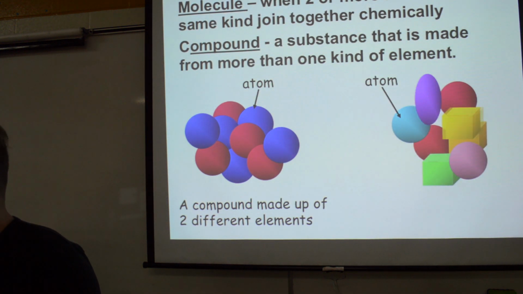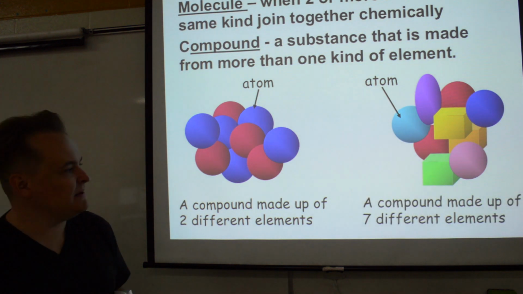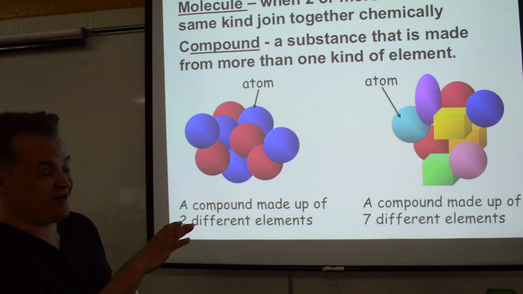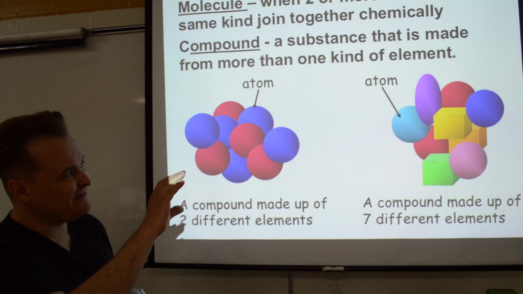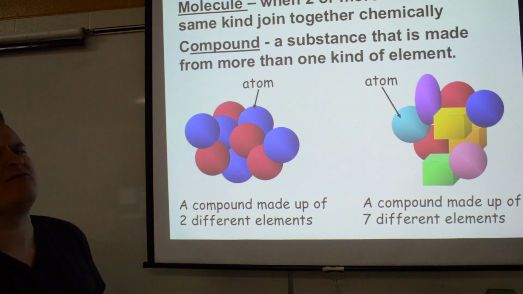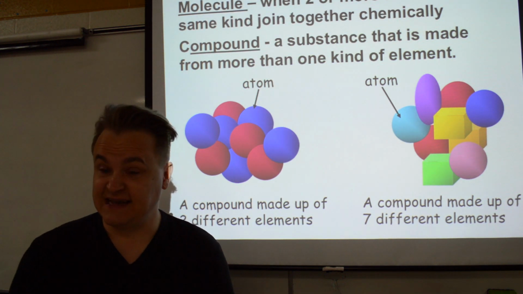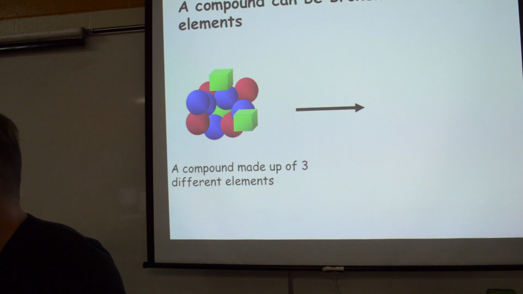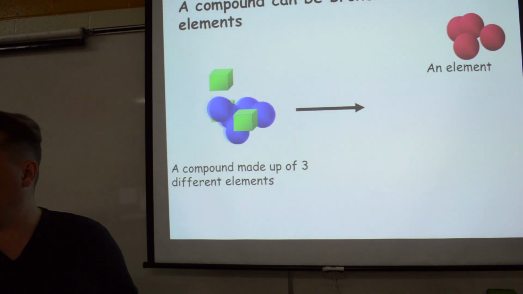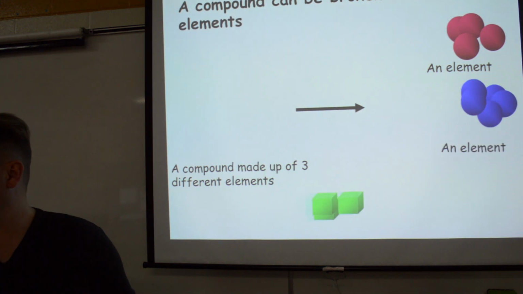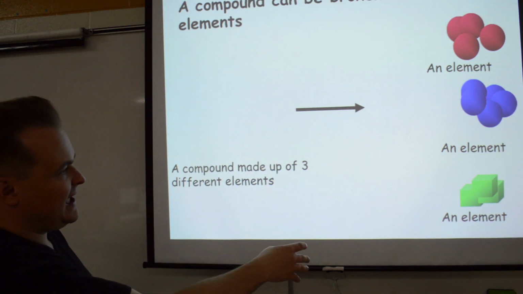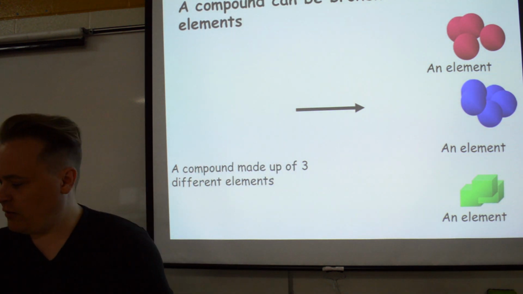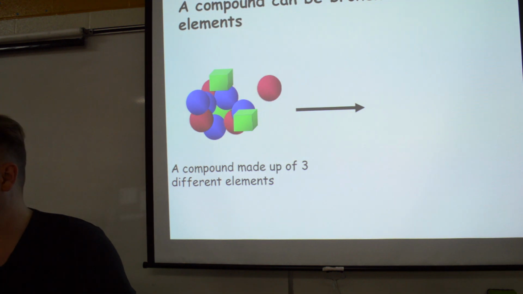Ooh, look at that compound. A compound made up of 7 different elements. Now that's a complex compound. That's pretty cool. But you can see all different kinds of atoms all bound together. This is just an abstract for now. We'll get down into some real examples right away. A compound can be broken back down into its elements, right? So you could take all the blue circles and all the green squares. So you could see there is multiple atoms from different elements that were in that group, right?